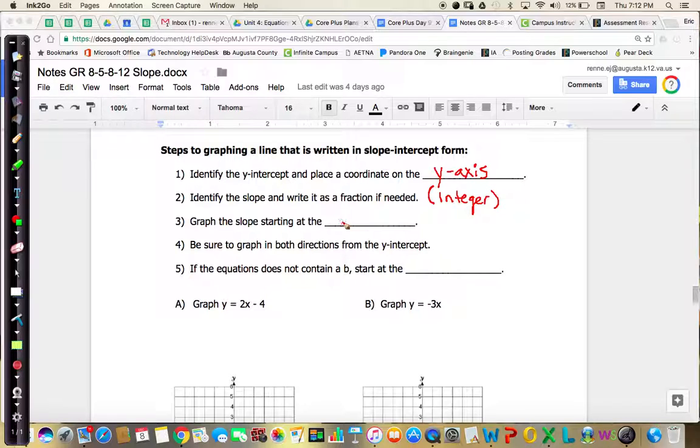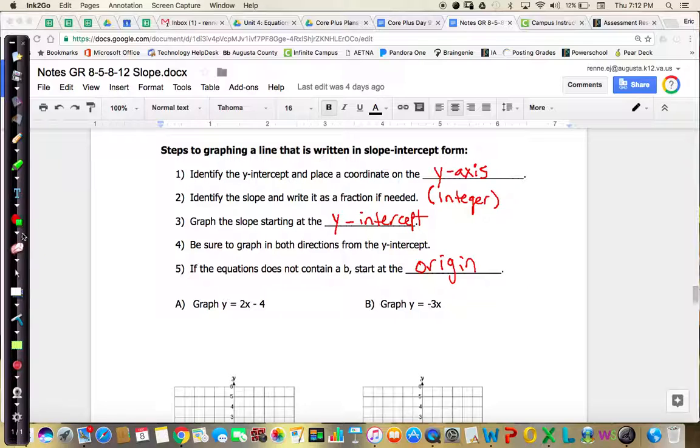Graph the slope starting at the y-intercept. Be sure to graph in both directions from the y-intercept. Okay, so make sure in one of them you go up, and then in one of them the rise goes down. If the equation does not contain a b, start at the origin. Okay, because if it doesn't contain a b, then we know that the y-intercept is 0.